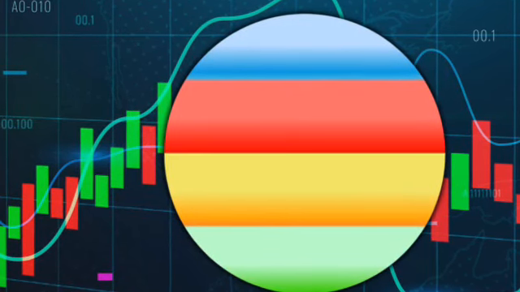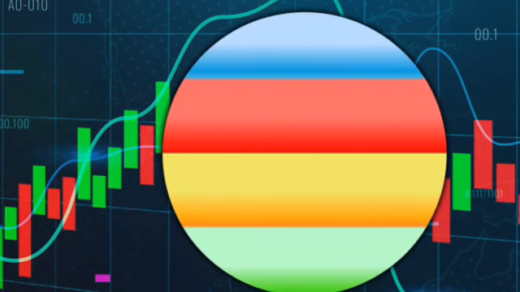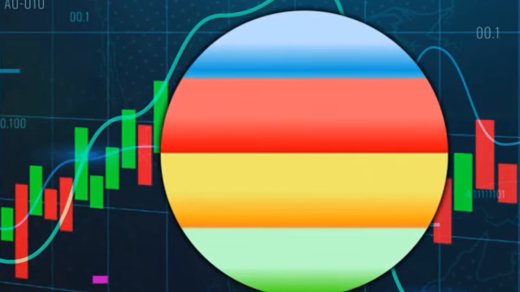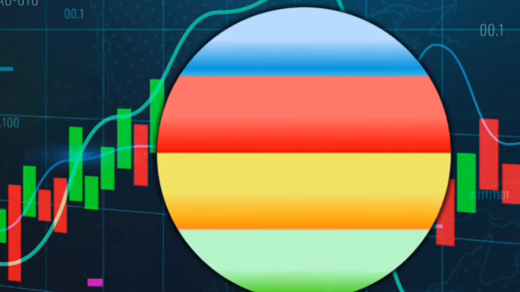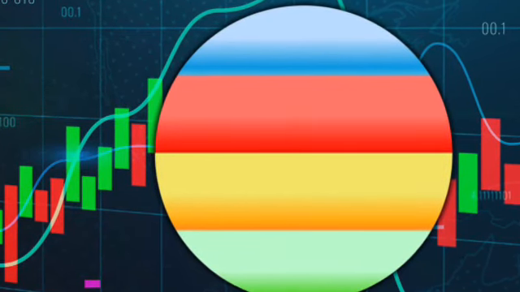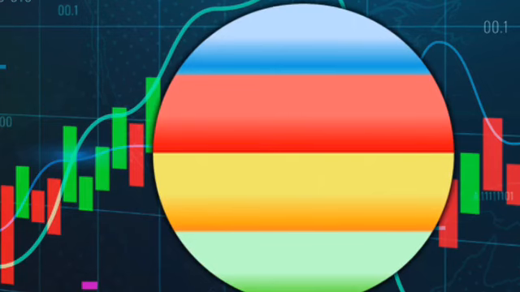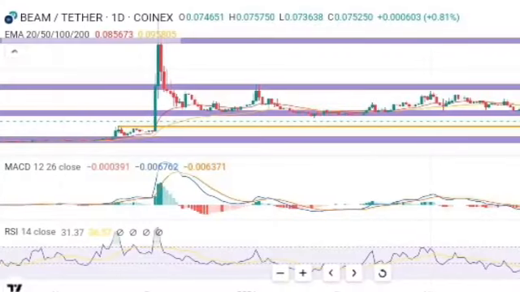But what is causing this? And more importantly, is there potential for a turnaround? Now, let us delve deeper into what could be causing this trend and if there's potential for a turnaround. To understand Beam's current state, we need to look at some vital indicators.